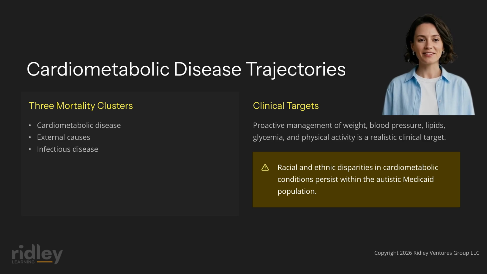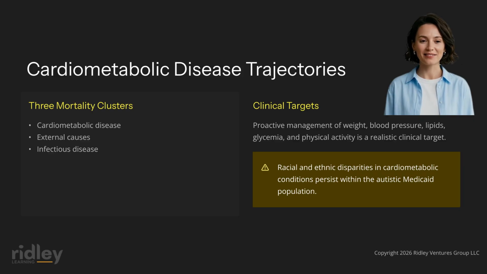Adding further depth to the picture of physical health risk, Pugh and colleagues' 2025 analysis in BMC Medicine examined 659 cognitively able autistic adults from the UK Biobank. They identified 3 disease trajectory clusters predisposing to excess mortality: cardiometabolic conditions, external causes, and infectious disease.